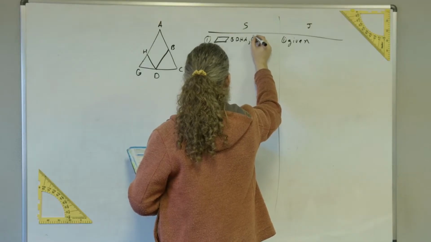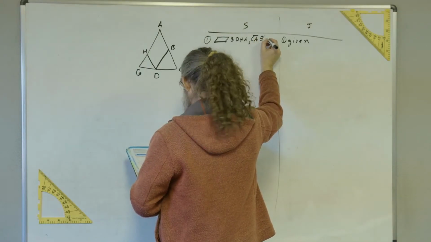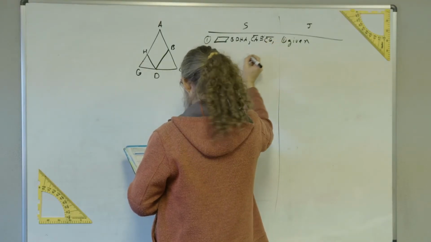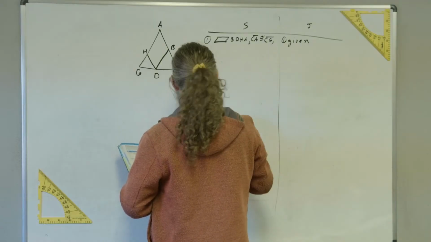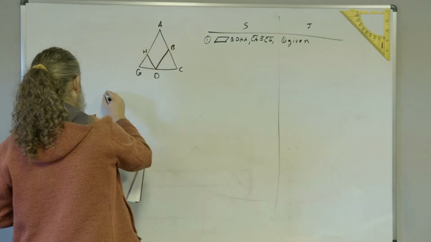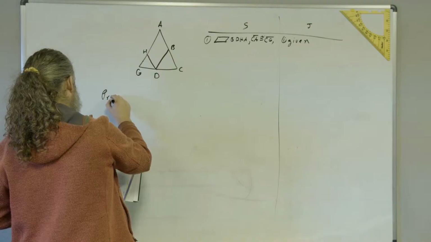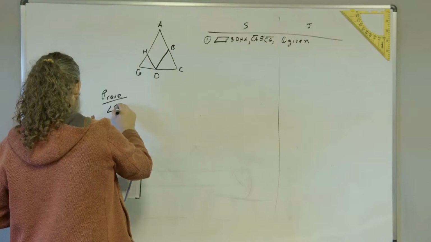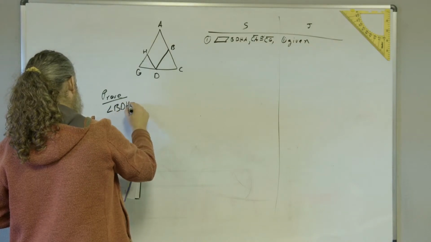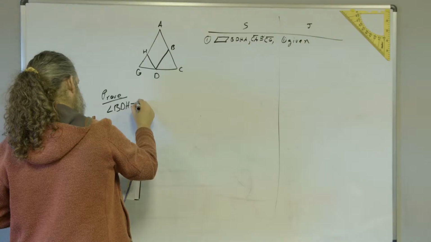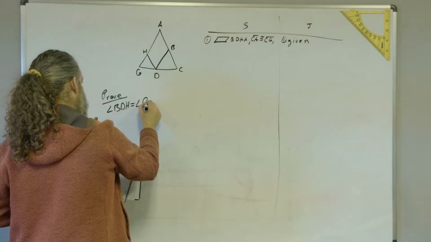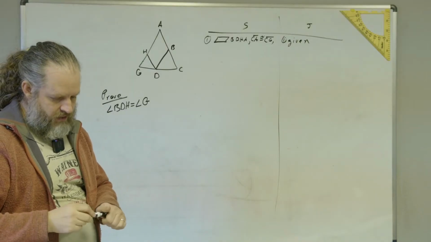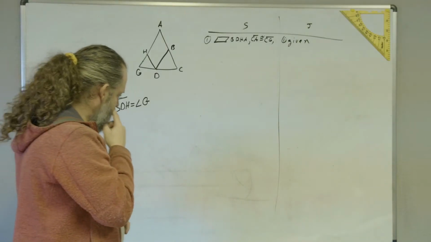Given that CA is congruent to CG, which we'll label in a second. And, oh, I thought there was one more thing. We're supposed to prove that angle BDH is congruent to angle G. Okay? So let's label all the things, right?